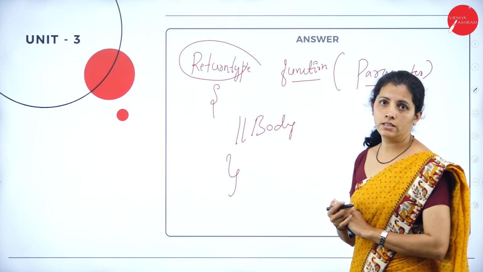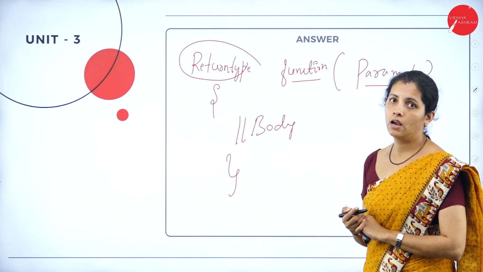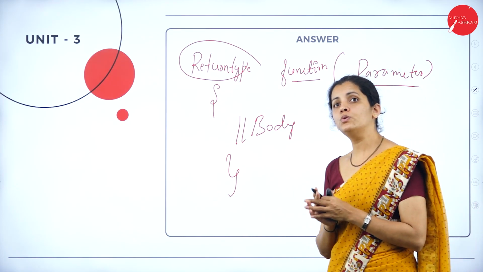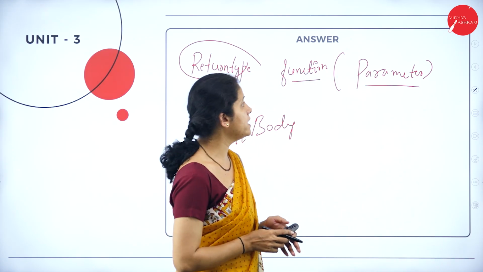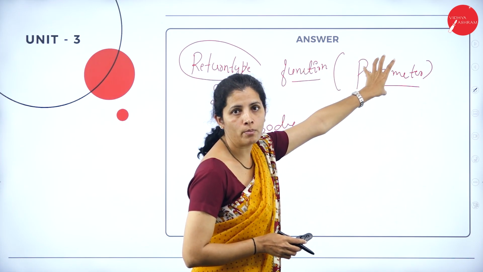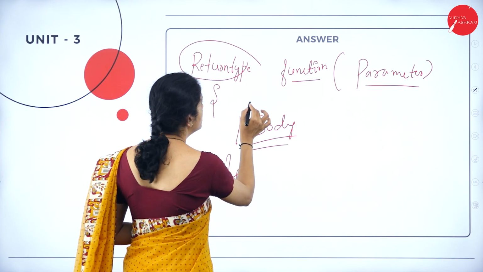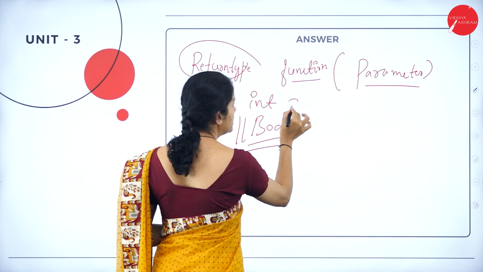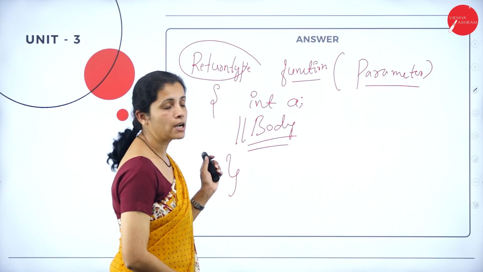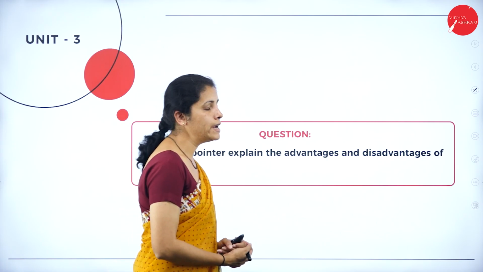Then parameters. Okay. So these are the formal parameters. And where am I going to use actual parameters? In my function call, I'm going to use actual parameters. And in my function definition, in that header, I'm going to use formal parameters. And I'm going to have the body. And if I define a variable inside the function, then it is called a local variable. So this is the structure of a function or user defined function.